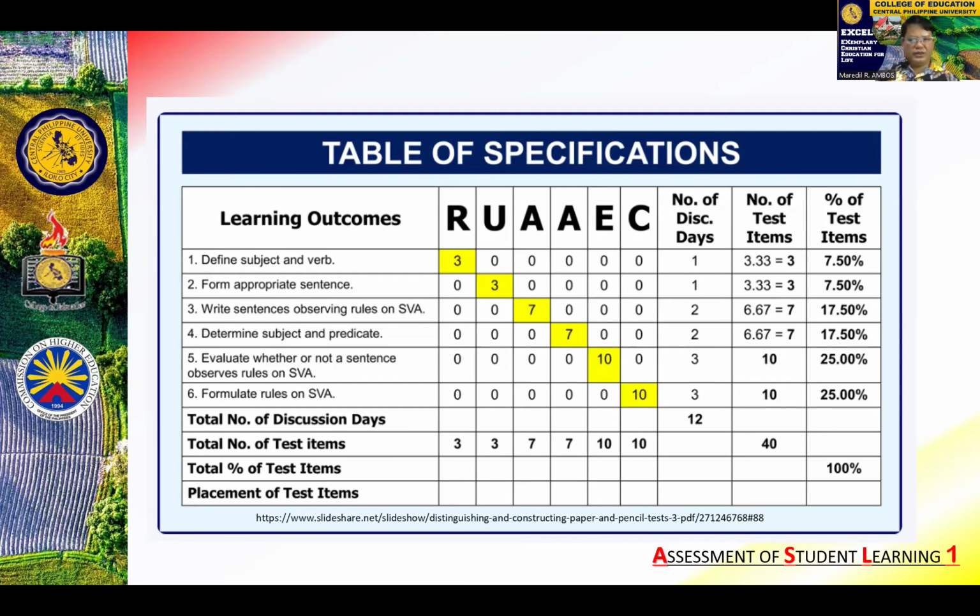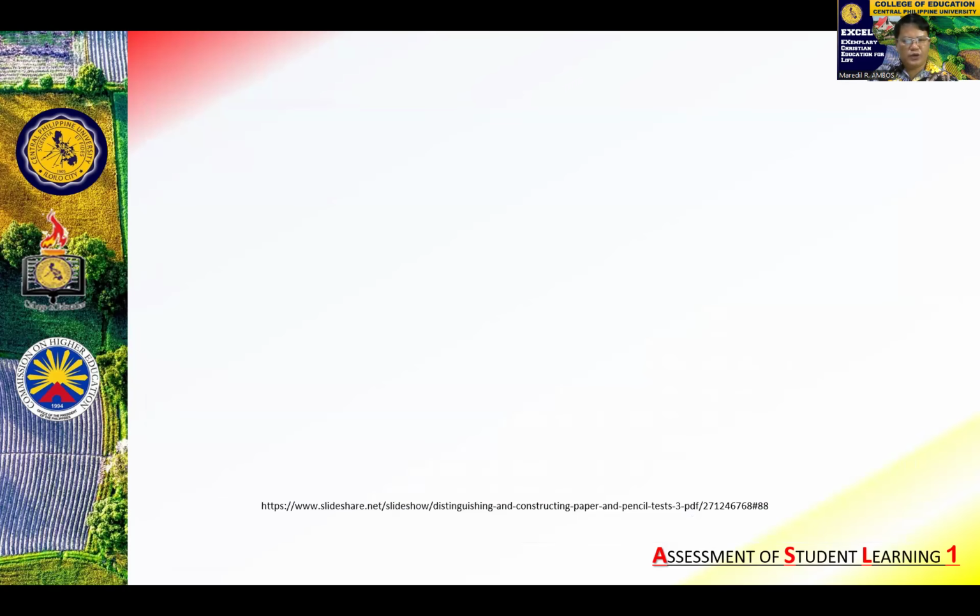So if you have that, you can see the total in the lower portion. The total number of test items for remembering is 3, understanding is 3, applying is 3, analyzing is 3, evaluating is, again, going back, for applying and analyzing you have 7, and for evaluating is 10. The same with creating. So that's the total number of test items. If you add it all, you have 40.